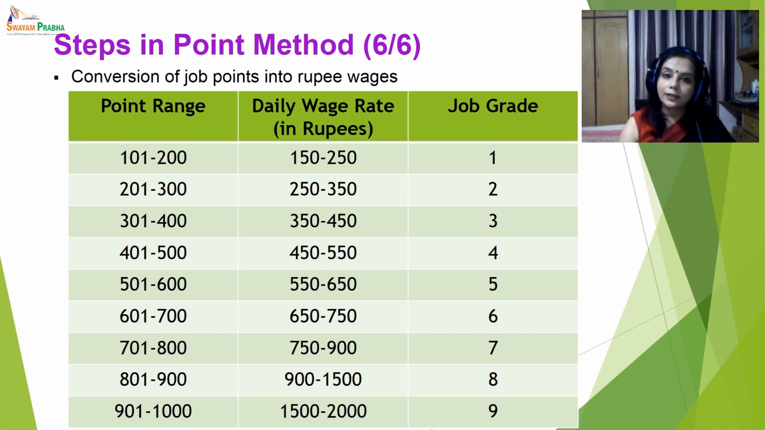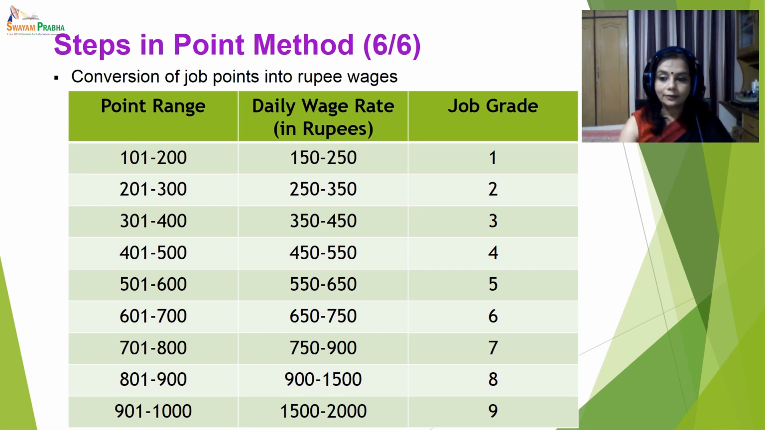You can see the point ranges from 101 to 200, up to 901 to 1000, in different grades. We have said the maximum point is 1000 for the 4 factors which we have taken. Now we have decided a daily wage rate: 150 to 250, 250 to 350. Accordingly, we can multiply with the points to find out the worth of the job. So if it is in the first range, the job grade is 1, and next is 2, 3, and so on, and the last one, which is the highest, is job grade 9. So this is the whole process of the point method.